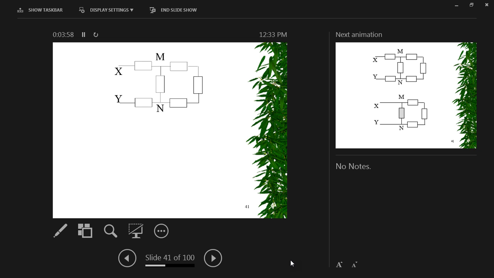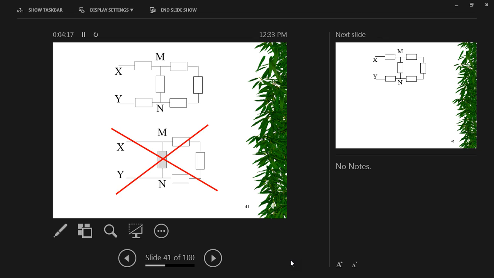I can say that the resistor between the point M and the point N is actually in series with the resistor before it, X and Y. And if I do that, can I combine them together like this? Can? Cannot. Nice try though. Why cannot?